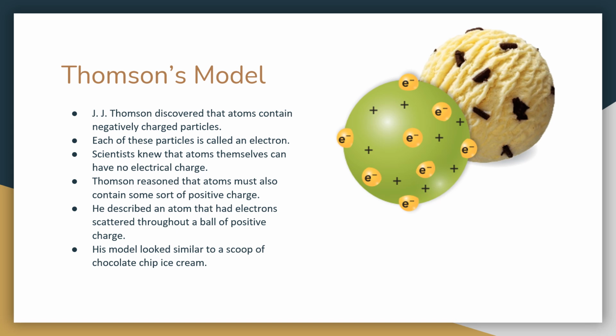Basically, his model looks similar to a scoop of chocolate chip ice cream. So if we have the scoop, the ball of ice cream that is the actual ice cream is our positive charged section. And then the chocolate chips would be our electrons that provide the negative charge.